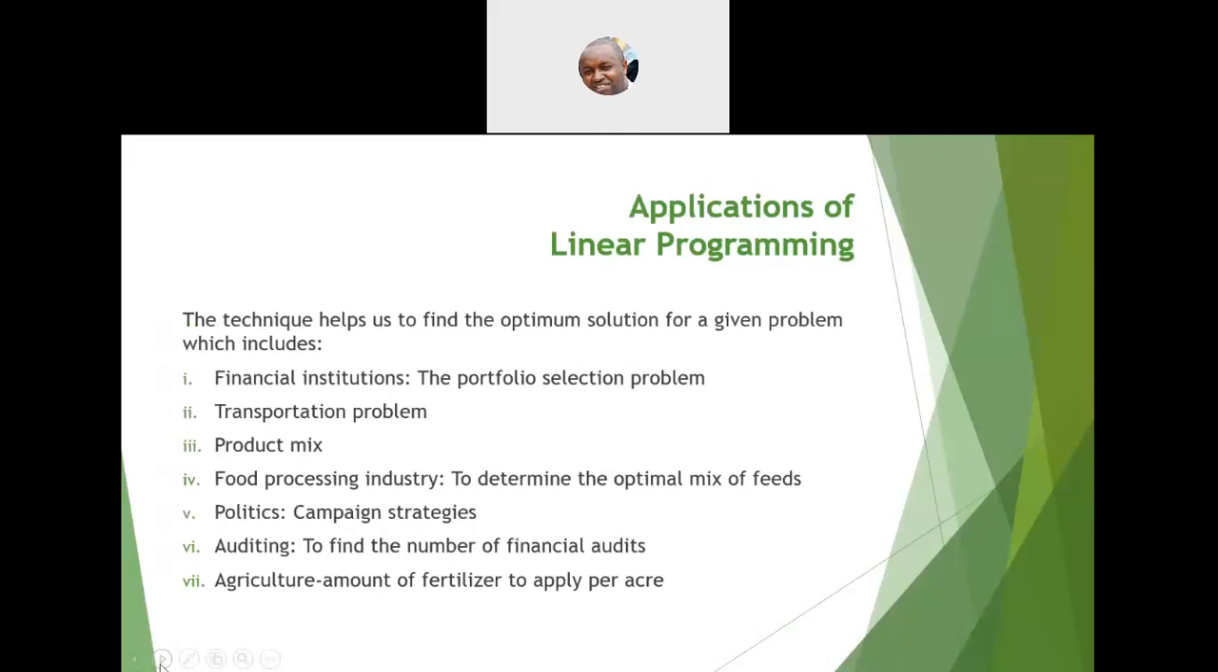Despite the limitations, we have several areas where we could apply linear programming. The optimal solution that we get, we can use in perhaps the portfolio selection problem. These are investment decisions. How do you make your investment decision? Transportation problems: which planes do you send to what part of the world? Product mix: in order to get the optimum production mix, you can use it in campaign strategies, or you can use it to determine the amount of fertilizer to apply per acre.